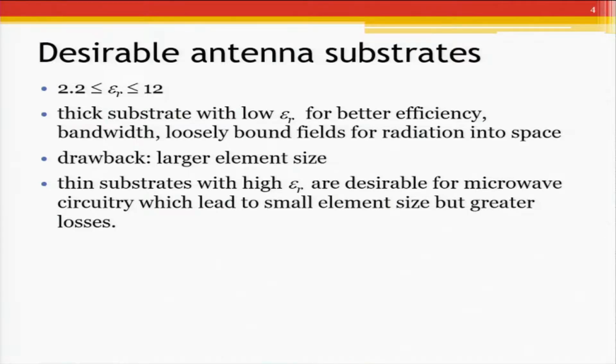So the idea is that when you use thick substrate for low epsilon r, how could we explain low epsilon r, high epsilon r? Low epsilon r means that epsilon r is the measure that tells you how ready this material is to accept the electric field. If you have low epsilon r, it means that if you apply the electric field into this material, it has less ability to accept the electric field compared to high epsilon r.